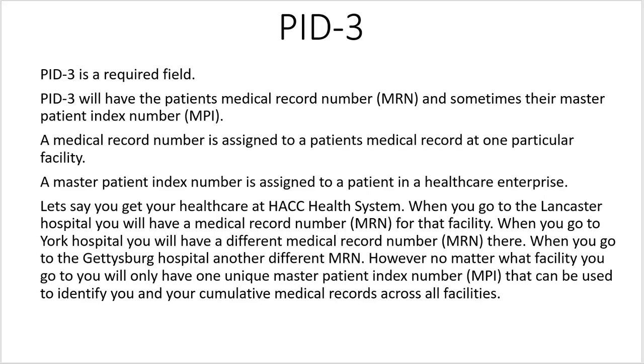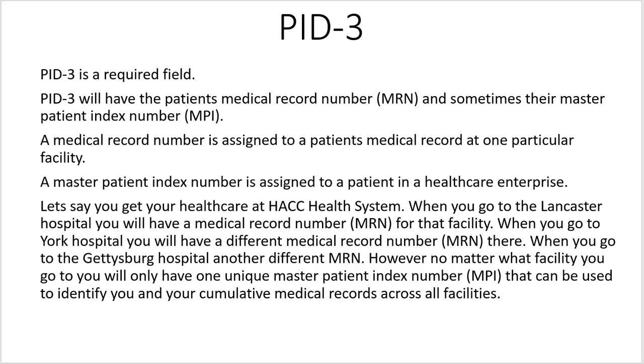A medical record number is assigned to a patient's medical record at one particular facility. A master patient index number is assigned to a patient in a healthcare enterprise. So let's say you get your healthcare at Hack Health System. When you go to the Lancaster Hospital, you'll have a medical record number for that facility. When you go to the York Hospital, you'll have a different medical record number there. When you go to the Gettysburg Hospital, you'll have still a third MRN.